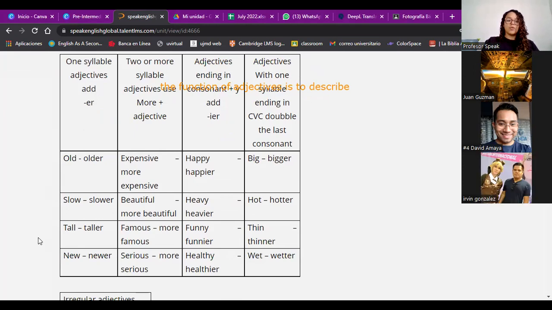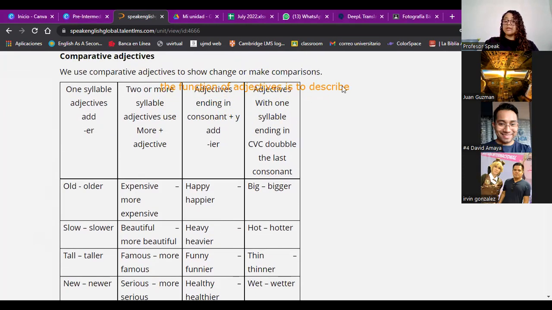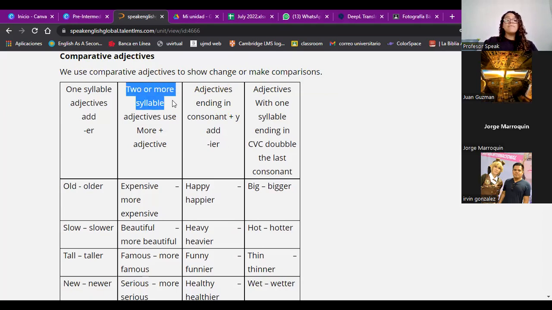Newer. Very good. Any questions with that? No. Okay, now for two or more syllables, for example, we have famous. How many syllables do we have there? Two. Very good.